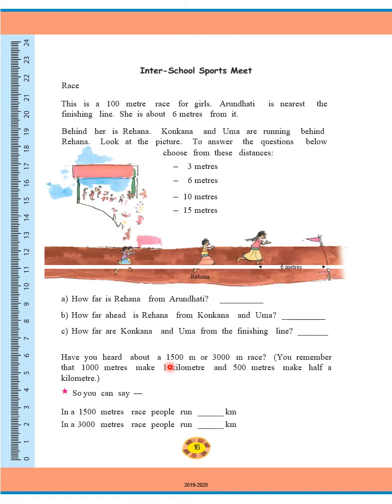Have you heard about a 1500 meter or 3000 meter race? Yes. You remember that 1000 meters make 1 kilometer and 500 meters make half a kilometer. So you can say in a 1500 meters race, people run 1.5 kilometers. In a 3000 meters race, people run 3 kilometers.